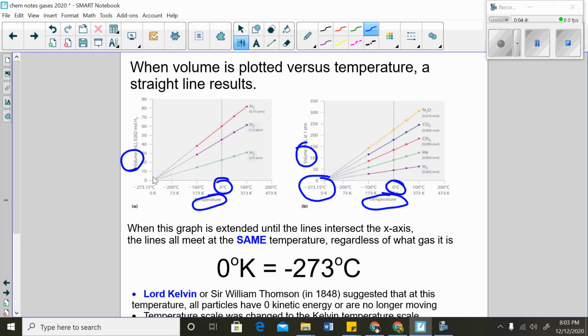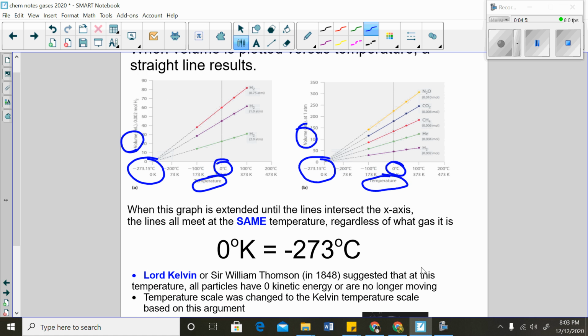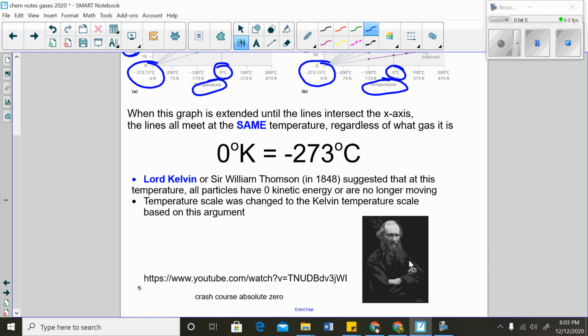So it's actually negative 273 degrees Celsius, also known as 0 degrees Kelvin. Where's this coming from, this Kelvin?